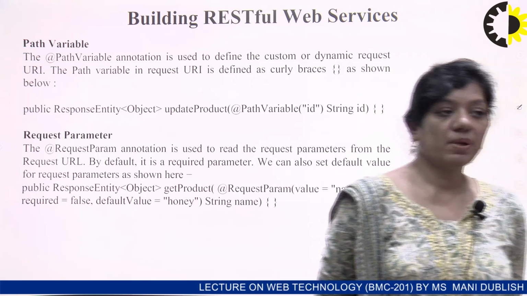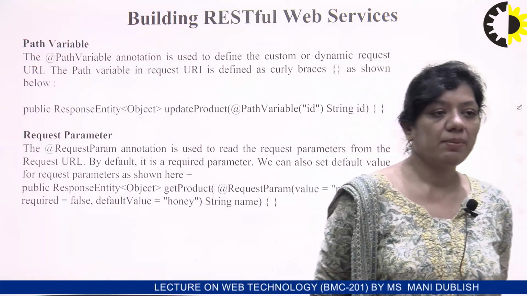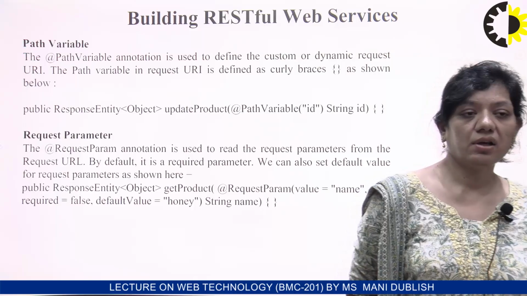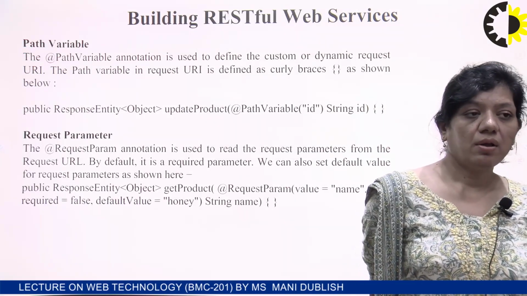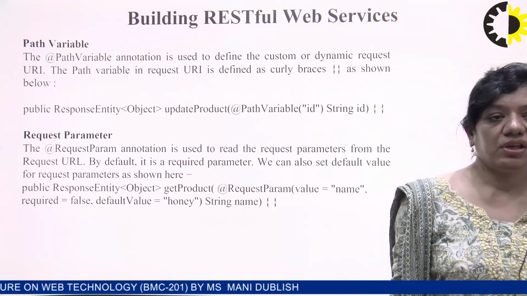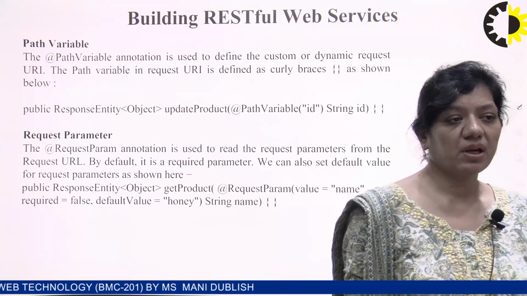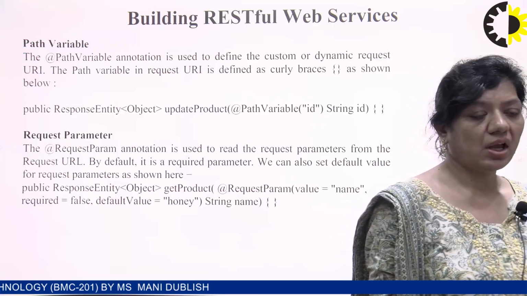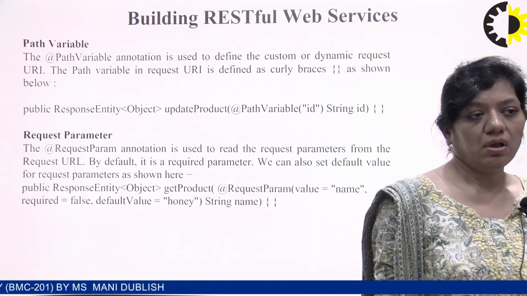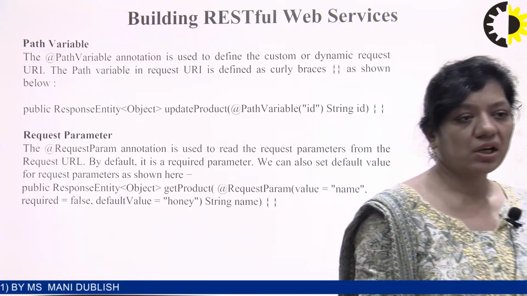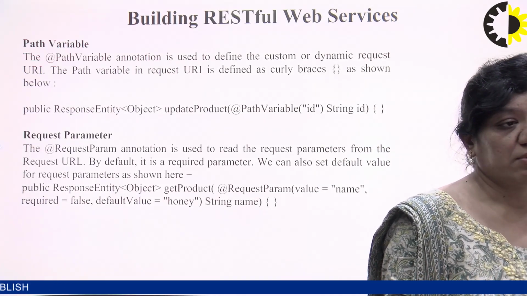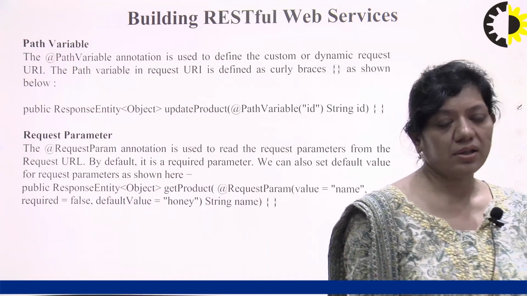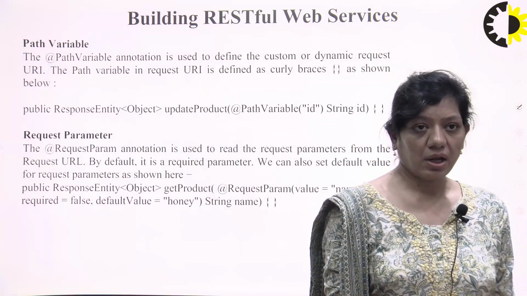Next one is request parameter. The RequestParam annotation is used to read the request parameter from the request URL. By default, it is a required parameter. We can also set a default value for the request parameter, as in public ResponseEntity Object getProduct. In RequestParam, the value is name, required is false, and the default value is honey, and we can write any kind of string name.